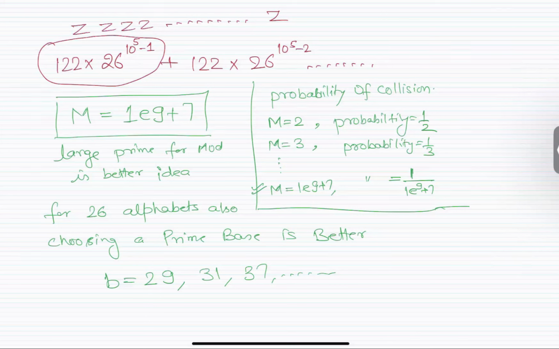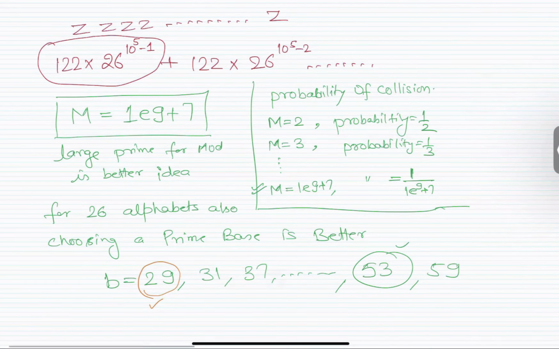Okay. So for lowercase alphabets, this seems to be a good choice, or any number bigger than this. What if lower and upper case both are there? Then what prime number will you choose? If your string contains lower and upper both, and you have to choose a base. 53. Yeah, 53 is a larger prime number than that. 59 is a prime. Yeah.